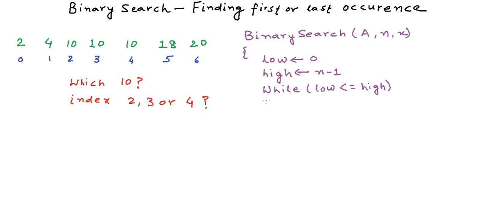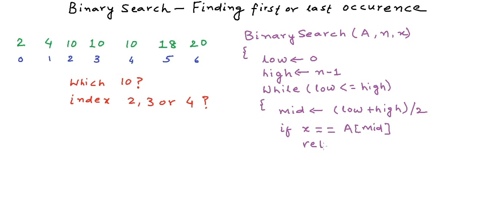And while low is less than or equal to high, we calculate the middle index as low plus high upon 2, and then we compare x with the middle element, and if x is equal to the middle element, then we have found x and our search is over. We exit from the method by returning this index mid. So we are exiting as soon as we find any occurrence of x, not necessarily the first or the last occurrence, but any occurrence.